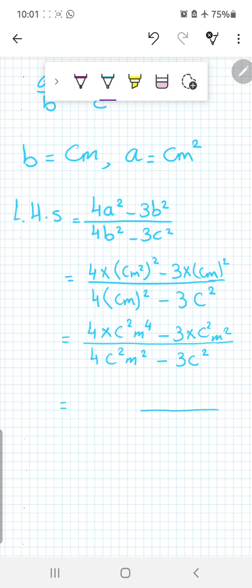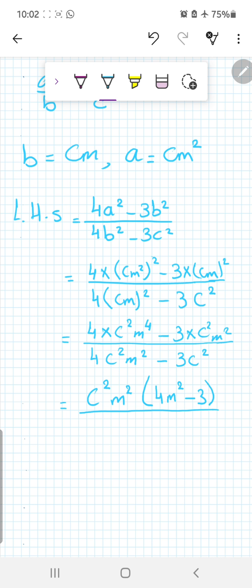Look at the numerator and get the common factor, which is in the smallest power. Here we have C power 2 and C power 2. Make C power 2 a common factor. M power 4, M power 2, get the smallest power, which is M power 2, and open bracket. We get here 4 C power 2 M power 2 minus 3 C power 2 M power 2, so minus 3. Close the bracket.